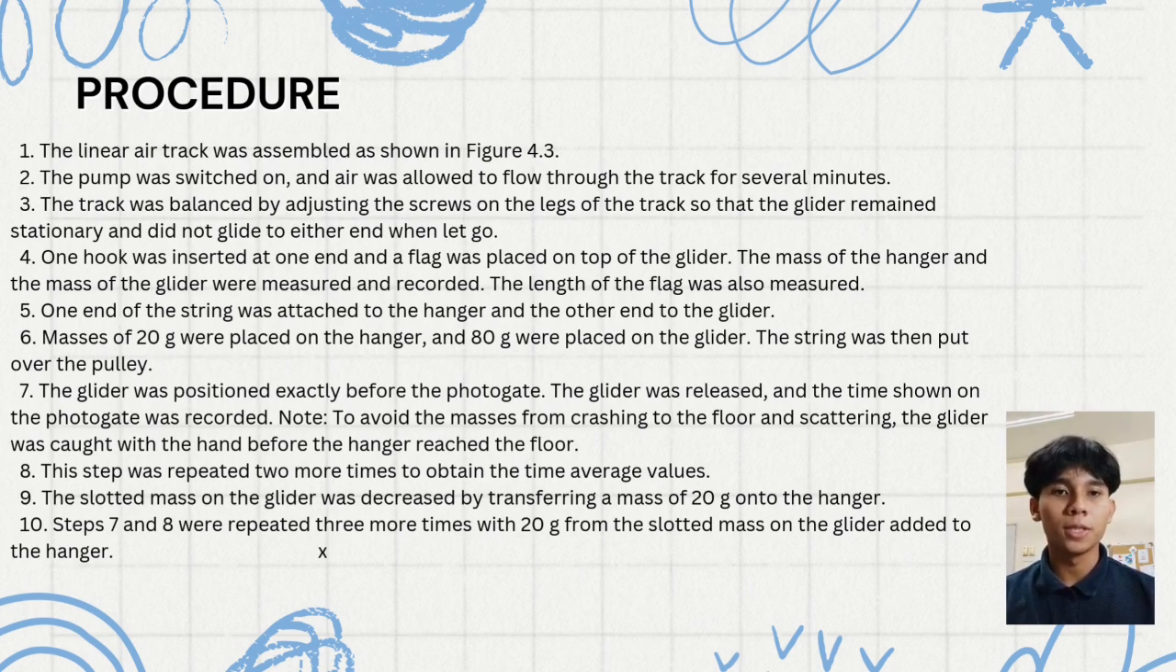For safety, please make sure to avoid the masses from crashing to the floor and scattering. Catch the glider with the hand before the hanger reaches the floor. This step was repeated 2 more times to obtain the time average value. The stored mass on the glider was decreased by transferring a mass of 20 grams onto the hanger. And the last step is to repeat steps 7 and 8 three more times, with 20 grams from the stored mass on the glider added to the hanger.